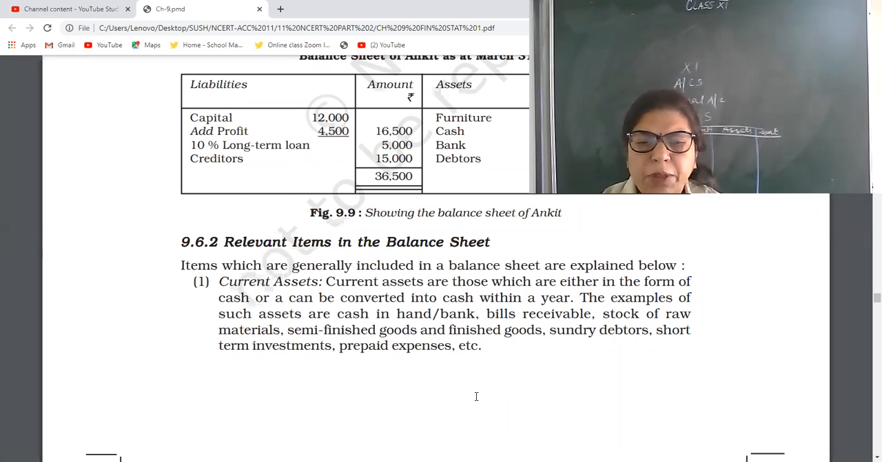Like, prepaid expenses are termed as current asset. True or false? Even in match the columns, we can give you this question. So please note down the meaning of current asset, examples of current assets. Okay, note it down.